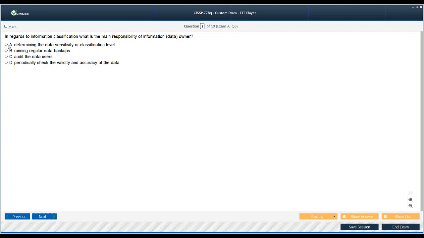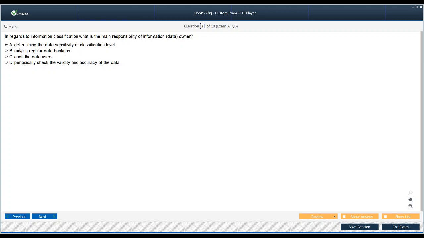Quickly going through the options. Option A: determining the data sensitivity or classification level. Yes, that is right, they have to do this. I'm selecting it as a candidate answer. Running regular backups, no. Audit the data users, no. Option D: periodically check the validity and accuracy of the data, no.